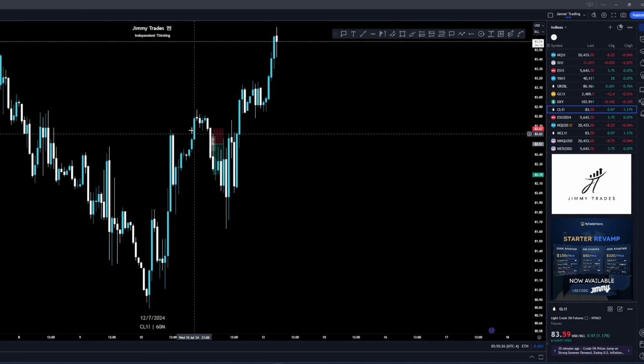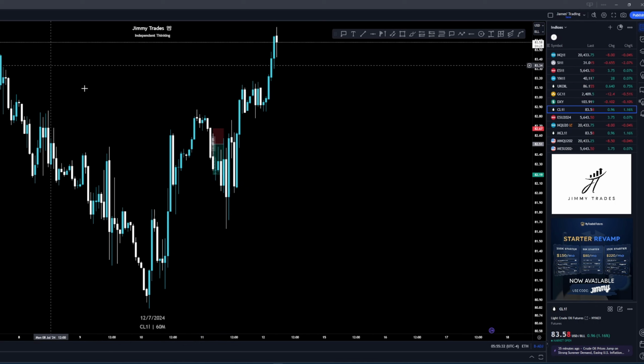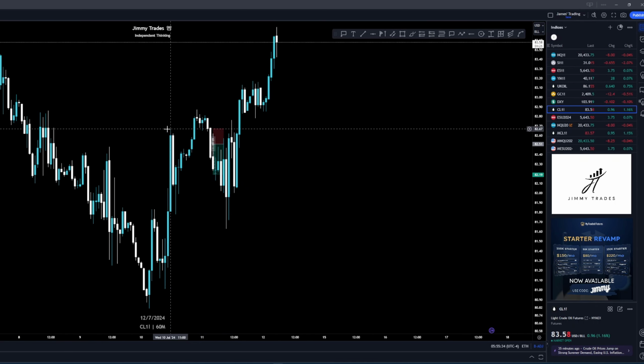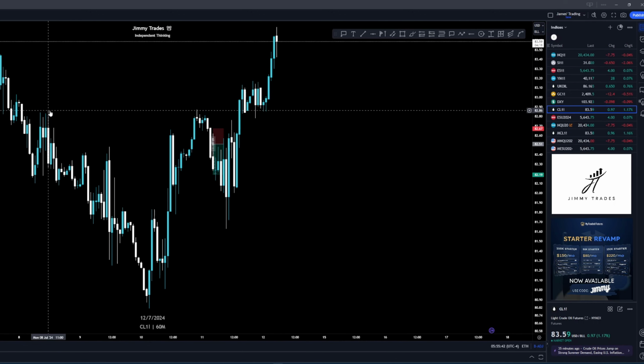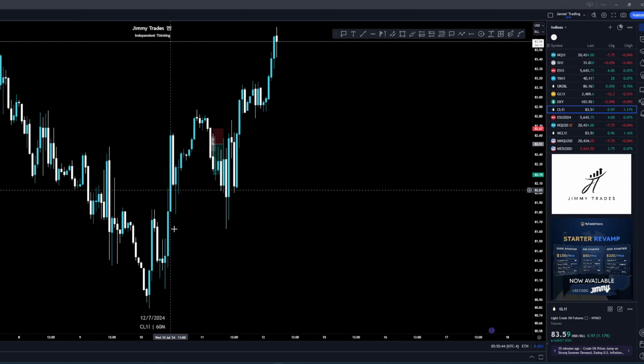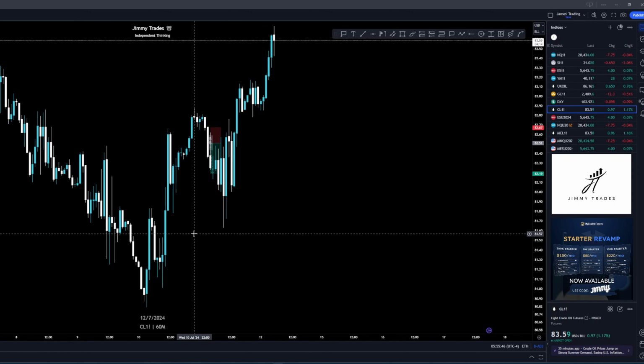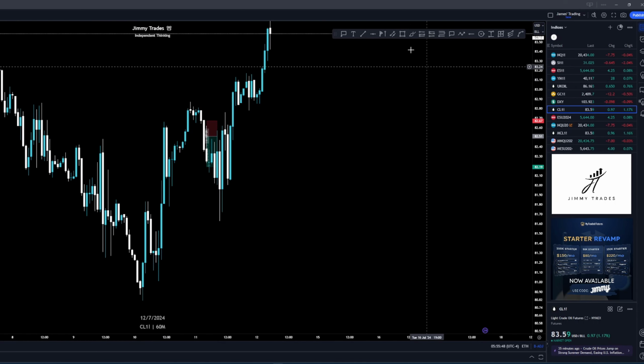So we had an inversion on the hourly that I used as my point of interest. We also swept this high, which created high resistance liquidity, and swept this high here as well. So I was anticipating a move lower.